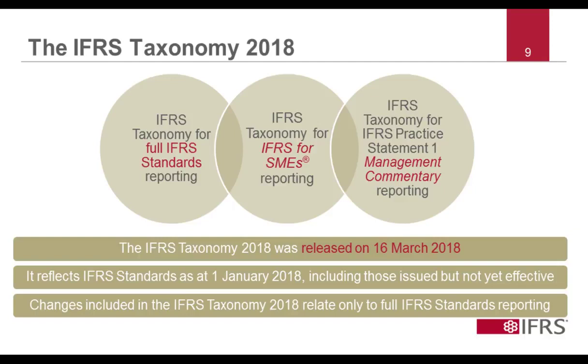The IFRS Taxonomy 2018 was released in March 2018 after the publication of the compilation of all standards. It reflects all IFRS standards applicable on 1 January 2018. Now that means it reflects all the disclosure requirements, including standards that are recently issued but not yet required. So taxonomy is ready for when those standards become required. In practice, that means it covers requirements in both the red and the blue books.